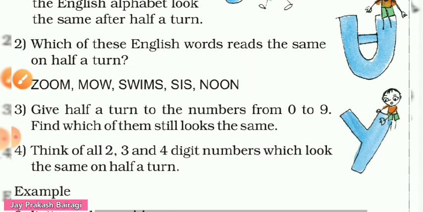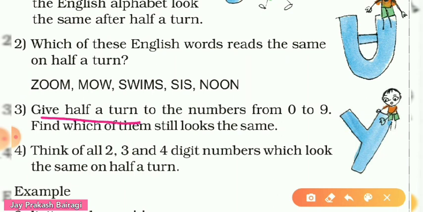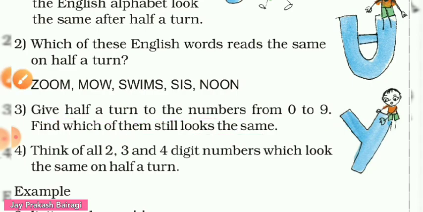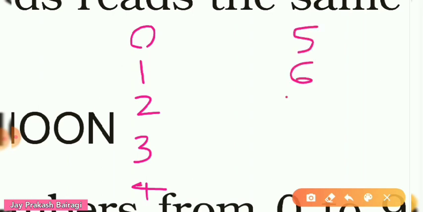Now the third question we have: give a half turn to the numbers from 0 to 9. Find which of them still look the same. First we have to find their half turns. Let me write the numbers from 0 to 9 here. First we have 0, then 1, 2, 3, then 4. Then here I have 5, 6, 7, 8, 9. Now we are going to make their half turns. So this is 0. How will it look? It will look the same as 0.